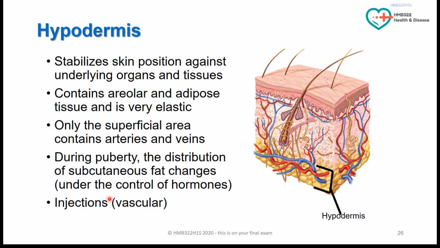Oftentimes, if we want to make an injection, and you hear about a hypodermic injection, it is made into this layer because we do have that interface with these major blood vessels running through it. So it is vascular. It does receive a lot of blood supply, and we do start to see these arteries and veins starting to appear.